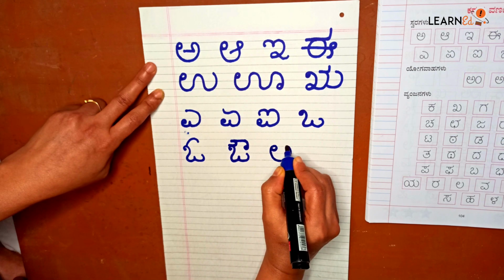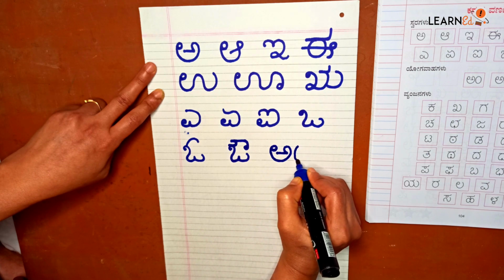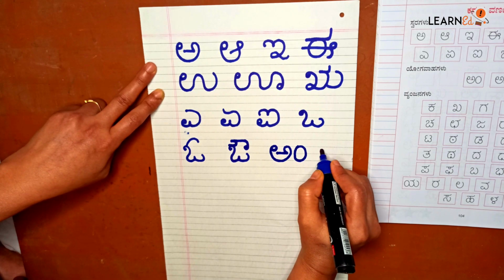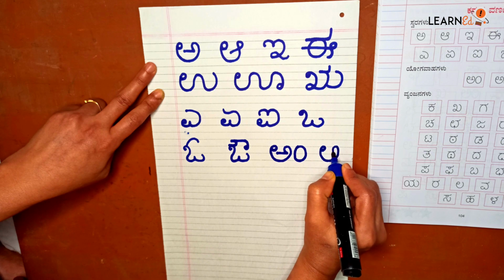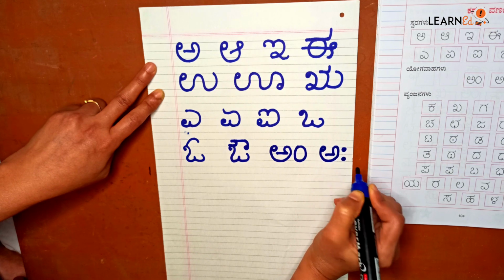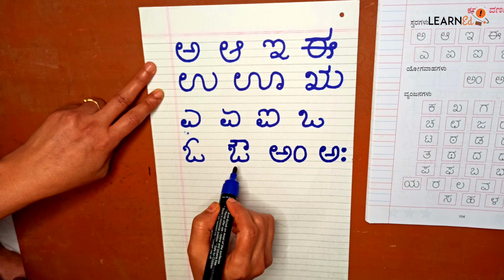Write A first. Then put a 0 and the 0 should be as big as A. And the last letter is Aha. Again you write A. First A. Then you have these two small zeros. Aha. So now we finished 15 letters.